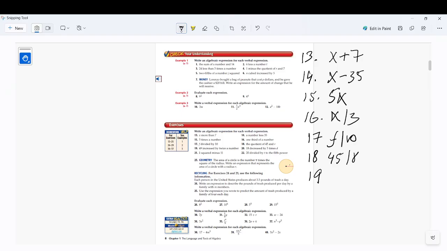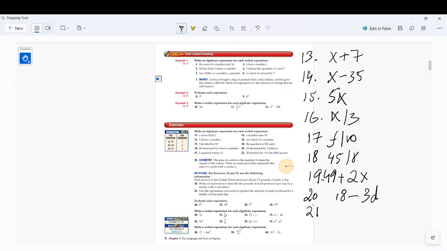19. 49 increased by twice a number. If x is a number, so 2x plus 49, right? And let's talk about 20. It says 18 decreased by 3 times d. So 18 decreased by 3 times d.